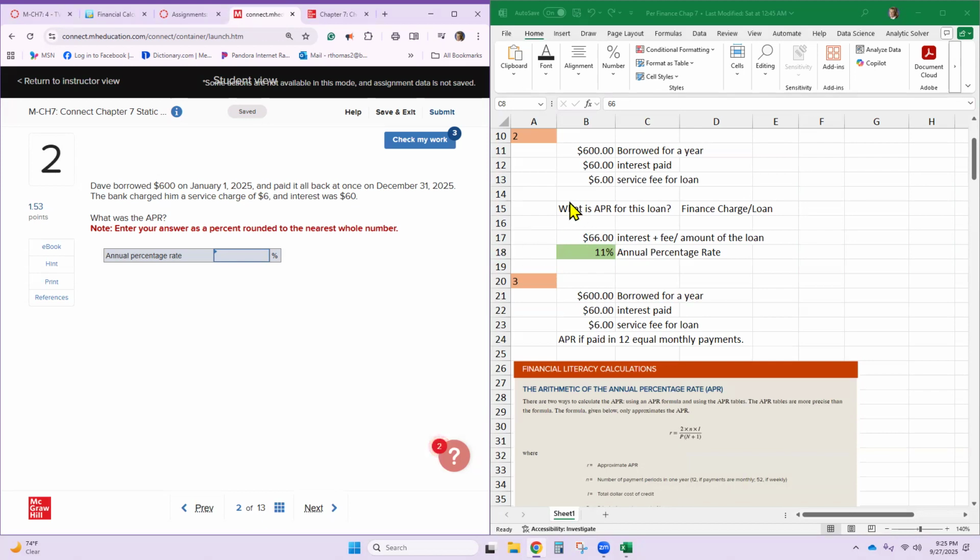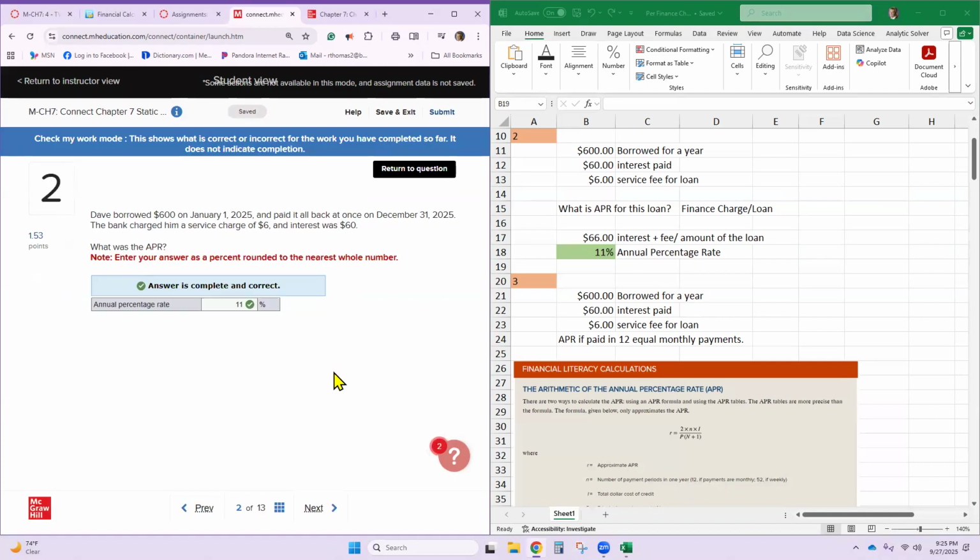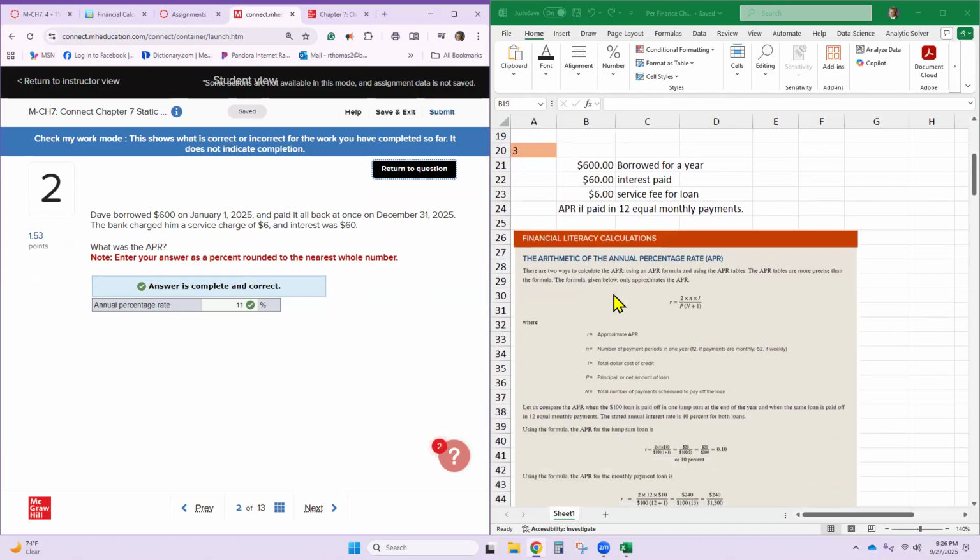All right. So if you want to know what the annual percentage rate for this loan is, you take the finance charge. Here is the formula: finance charge divided by the loan, right? So we take $66 divided by the $600 loan, and we get an 11% annual percentage rate. Once again, that's if you pay the loan back in one annual payment.